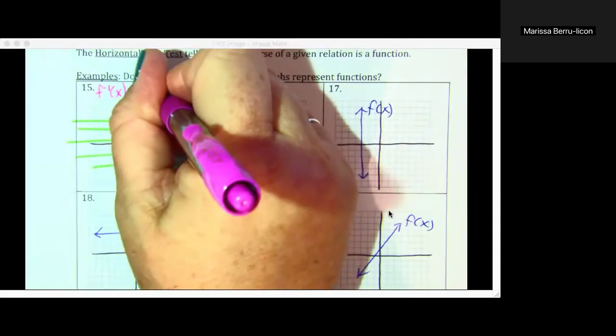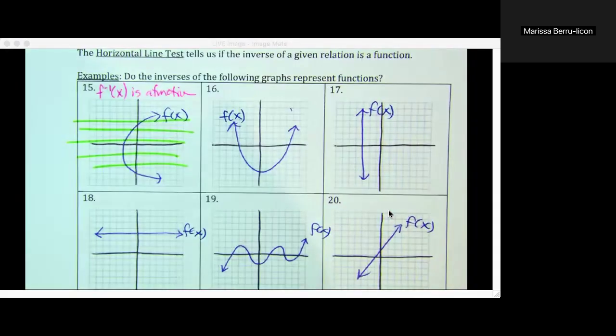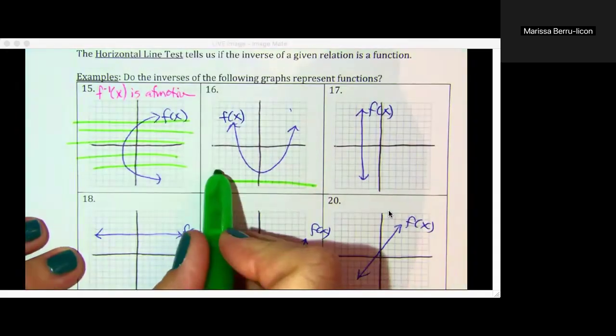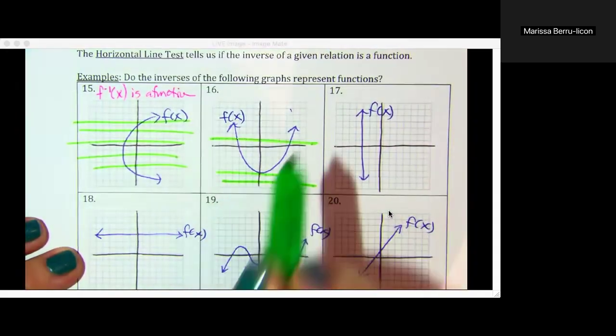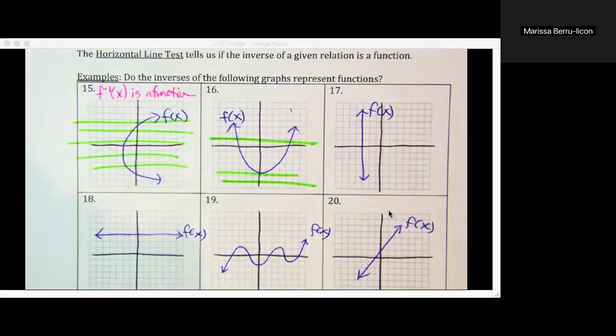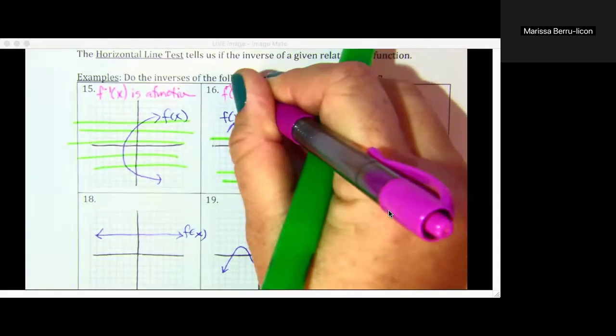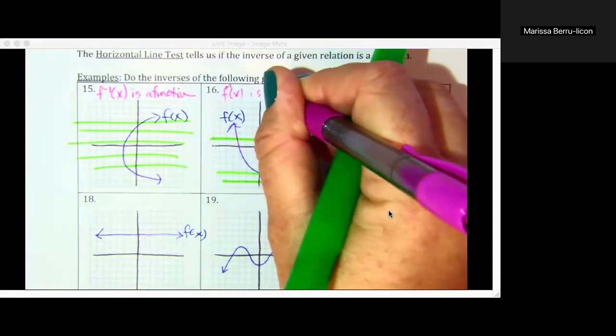Right, and a horizontal line down here is okay. A horizontal line right through the vertex is okay. But as soon as I have a horizontal line that hits more than once, that means inverse f of x is not a function.